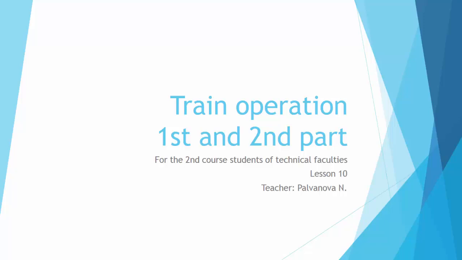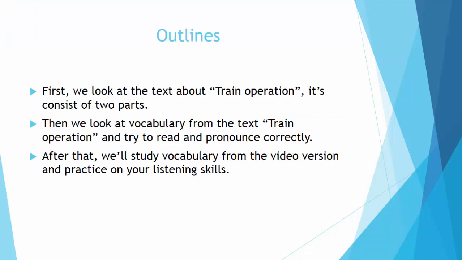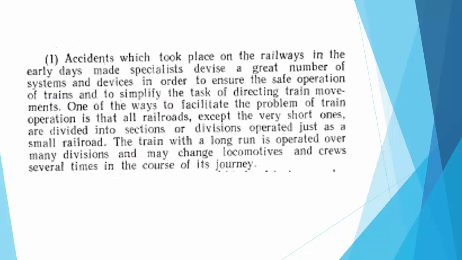First we look at the text about train operation. It consists of two parts. Then we'll look at the vocabulary from the text train operation and try to read and pronounce correctly. After that we will start a vocabulary from the video version and practice on your listening skill. And let's start to listen the topic train operation.